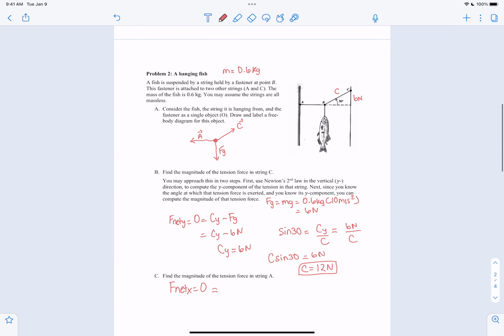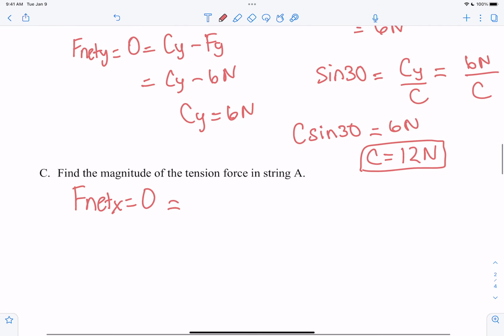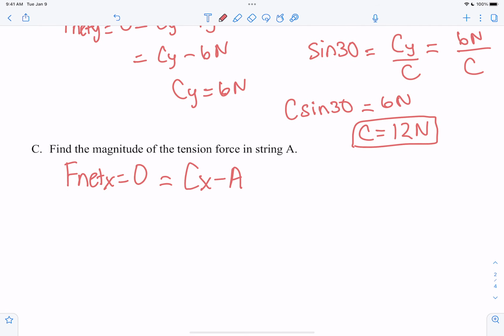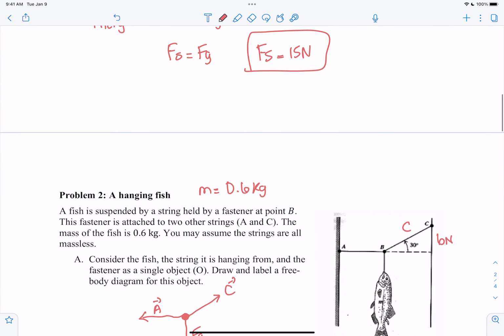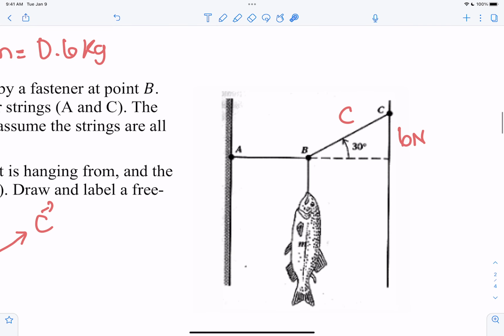And then we have CX pulling to the right and A pulling to the left. So this should be CX minus A. That makes sense because this is pulling to the right, this is pulling to the left. And we can figure out CX. How can we figure out this value right here? Because we know this is 12 now, and this is 6.